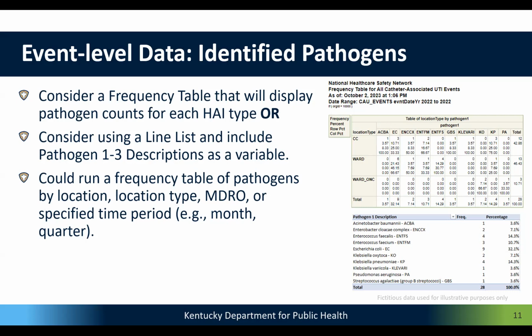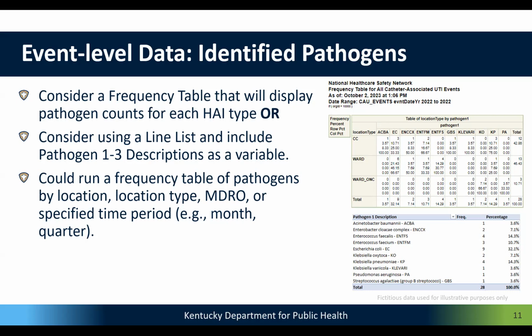Another option is to use a line list that includes pathogens 1 through 3, as well as the descriptions as their variable. This line list allows you to list individual infection events that provides a detailed description of the pathogens involved. It offers a more comprehensive review of each case, including the specific pathogens that are responsible for the infection.